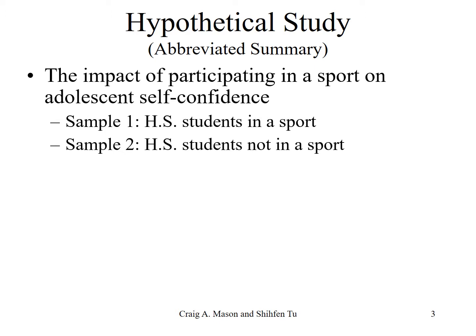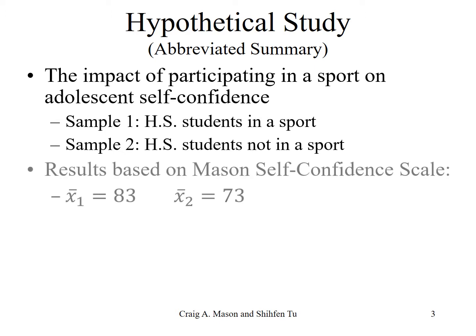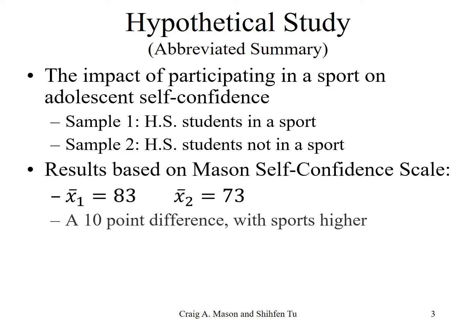We then assess their levels of self-confidence using the Mason Self-Confidence Scale and find that the mean self-confidence rating for youth involved in a sport was 83, but it was only 73 for those not involved in sports. So scores are 10 points higher for youth who are involved in a sport.